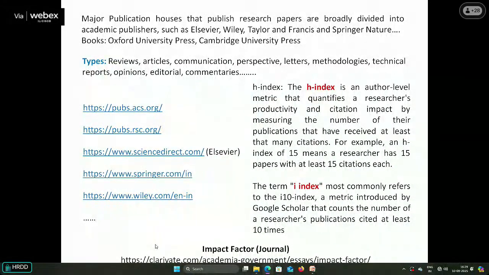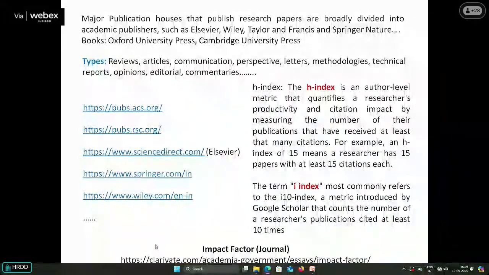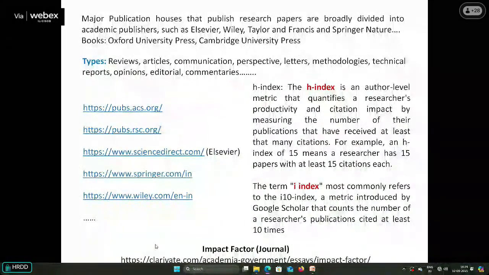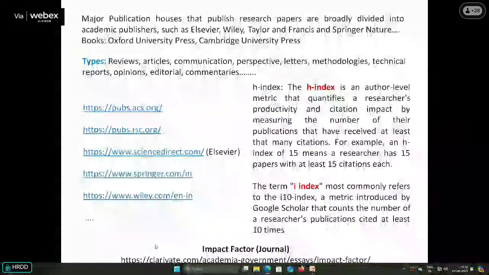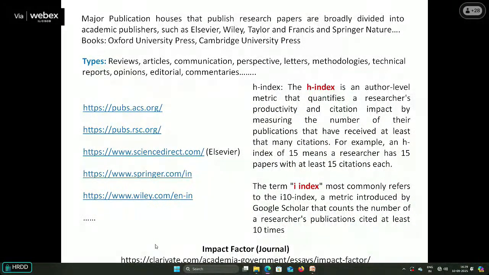The H index is an author level metric, for each individual author, that quantifies a researcher's productivity and citation impact by measuring the number of their publications that have received at least that many citations. For example, an H index of 15 means a researcher has 15 papers with at least 15 citations each. Somebody having 100 means he has 100 papers, each with at least 100 citations.